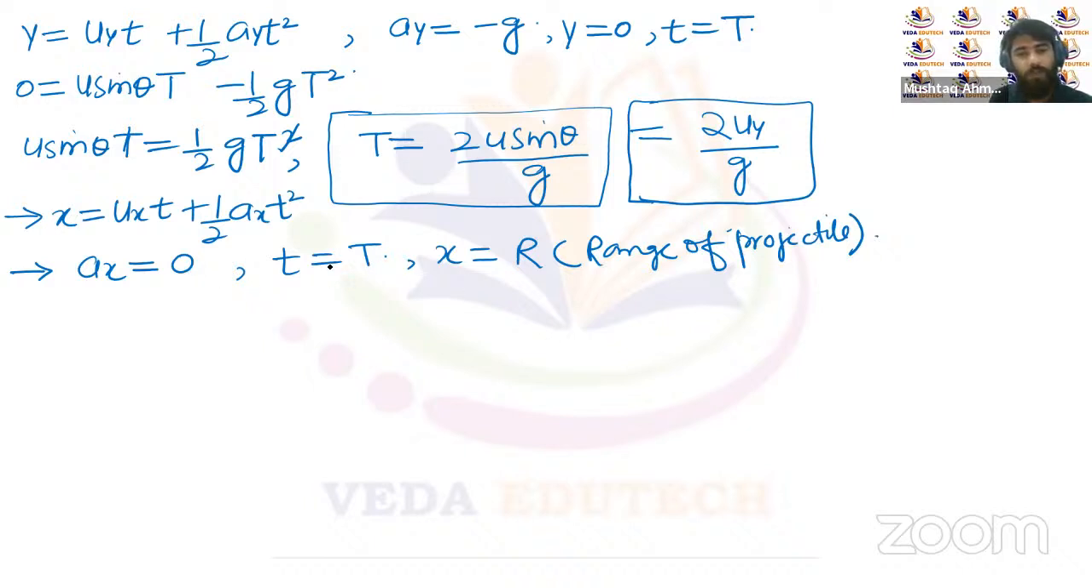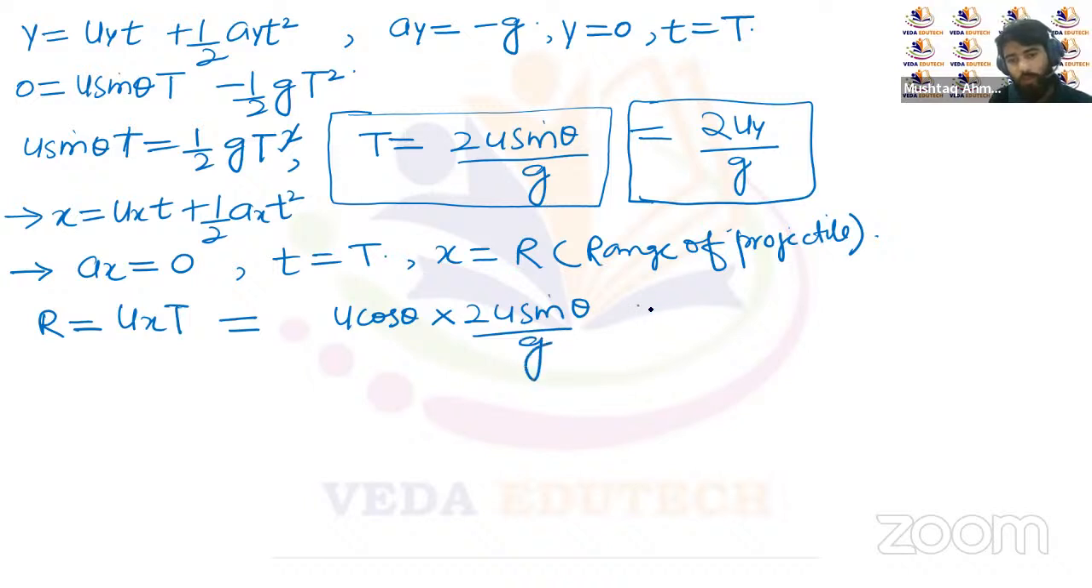So it means that we can substitute the value of x and t in the above equation. x will be replaced with R, and x is 0, so it will be ux into t, right? ux is u cos theta, and the time of flight we calculated is 2u sin theta over g. So this will be 2u sin theta over g. From here, we get 2u square sin theta cos theta over g, right? So this is our range.